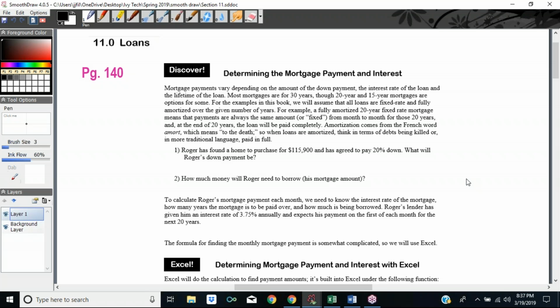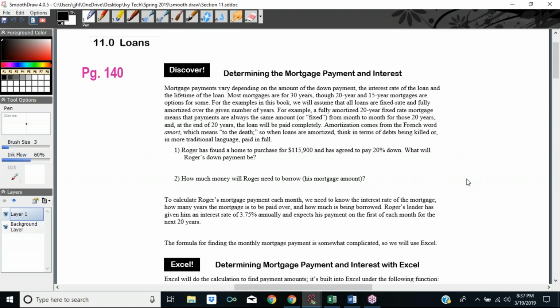So mortgage payments vary depending on the amount of the down payment. A mortgage is like a loan for a house, okay? So it depends on the down payment, the interest rate of the loan, and the lifetime of the loan. Most mortgages are for 30 years, though 20-year and 15-year mortgages are options for some. For the examples in this book, we will assume that all loans are fixed rate and fully amortized over the given number of years. For example, a fully amortized 20-year fixed rate mortgage means that payments are always the same from month to month for those 20 years. And at the end of the 20 years, the loan will be paid completely.